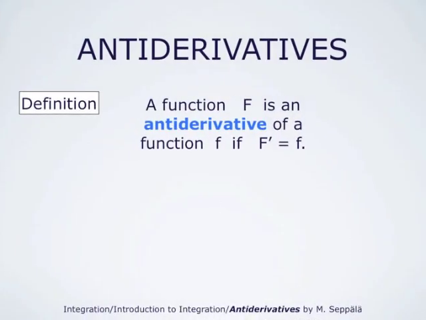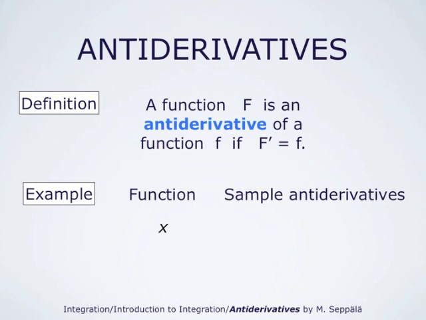The formal definition is the following. A function capital F is an antiderivative of a function small f if F prime equals f. That is, if the derivative of the function capital F is the function small f.